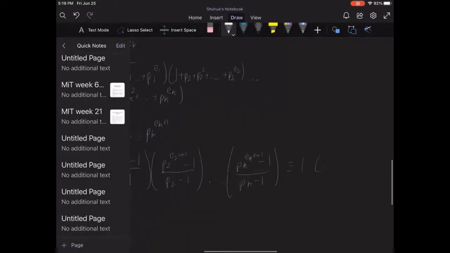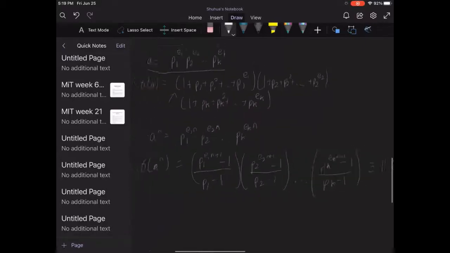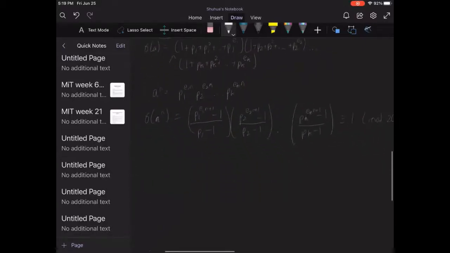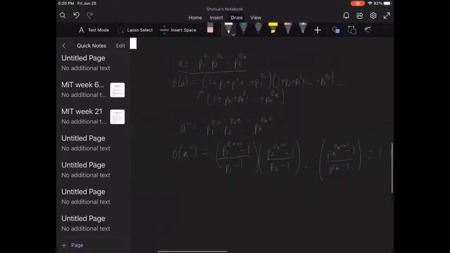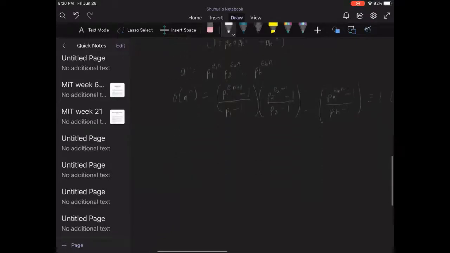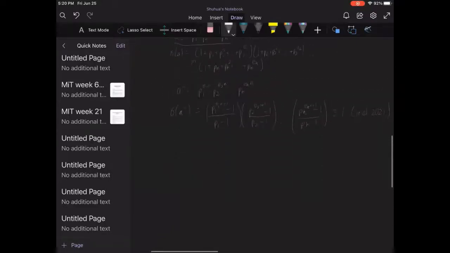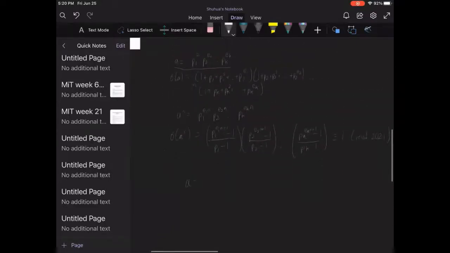Or this has to be 1 mod 2021 for any a that we choose. So this looks pretty nasty, but there's actually something we can do here. Since we have a lot of freedom, since we can choose a to be whatever, and this condition still has to be true. So in fact, let's just choose a to be p sub 1 to the e sub 1.